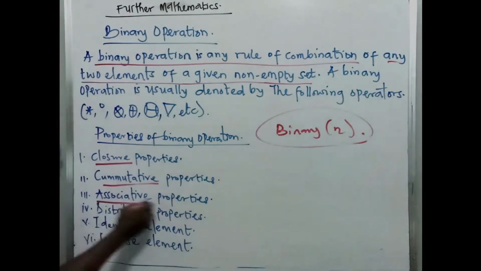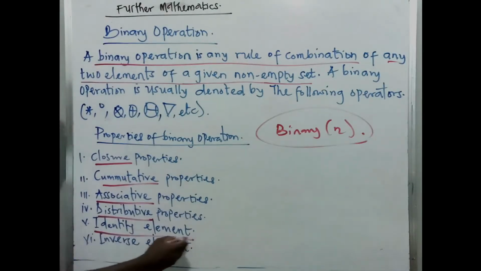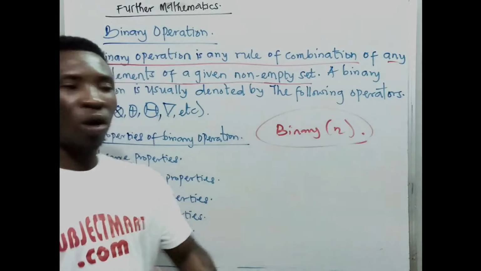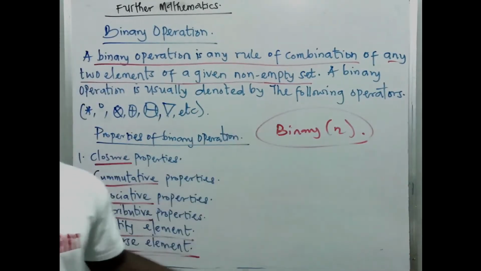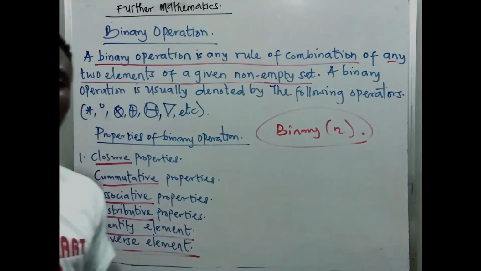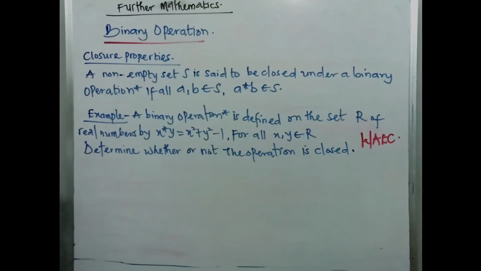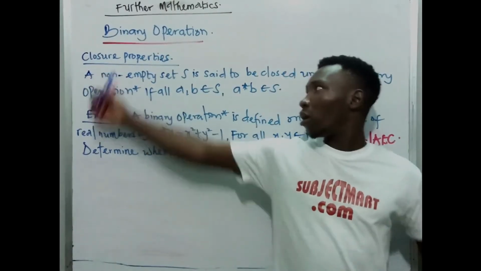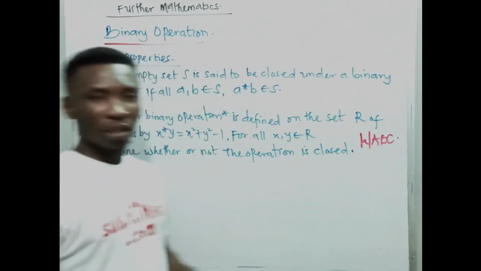We have the associative property. We have the distributive property. And we're also going to talk about the identity element, as well as the inverse element. And we're going to cover these properties and some various examples throughout the properties before we round up the class. Now, looking at the closure property, first and foremost, what is this closure property? Let's talk about its definition.